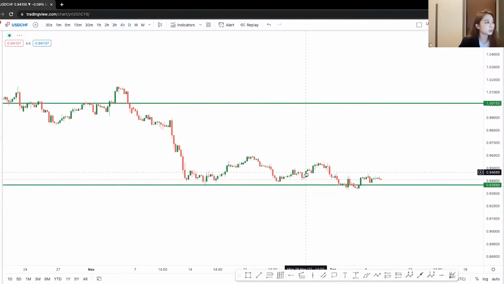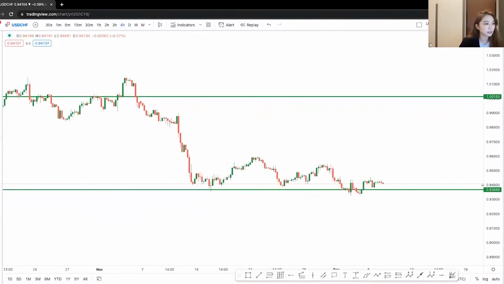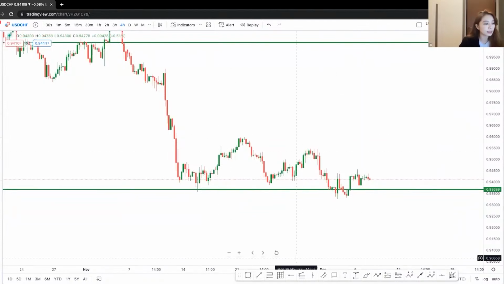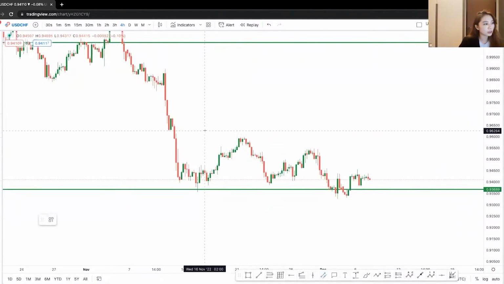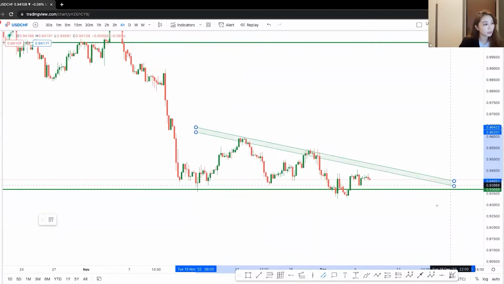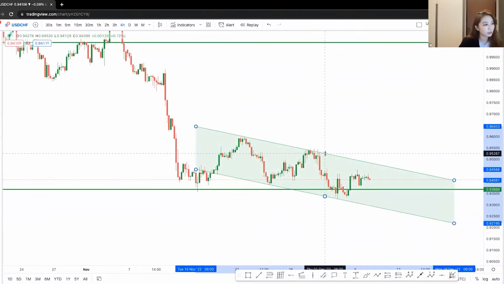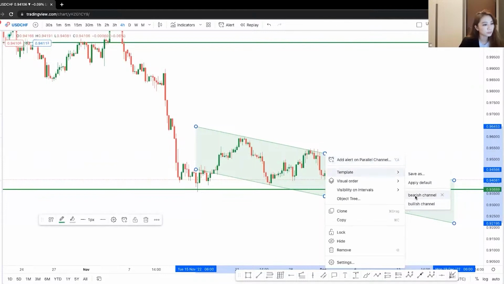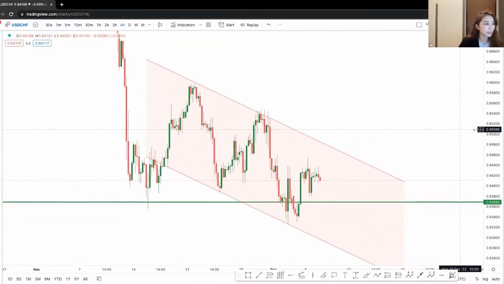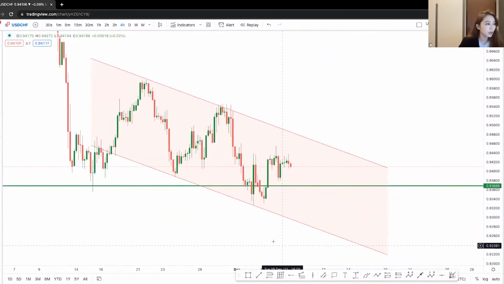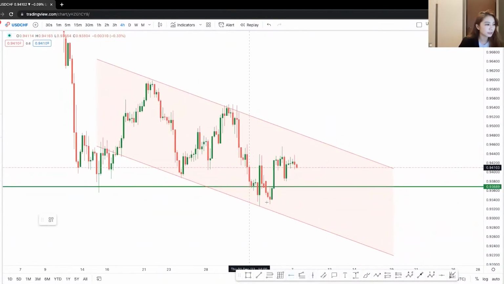However, if you take a closer look at the H4, you can see that it's moving down slightly. We are looking at a potential channel, I believe. Let's try out. Yep, we are looking at a downward moving channel, a bearish channel in this case. However, I would say that currently price is right smack in the middle of the channel.